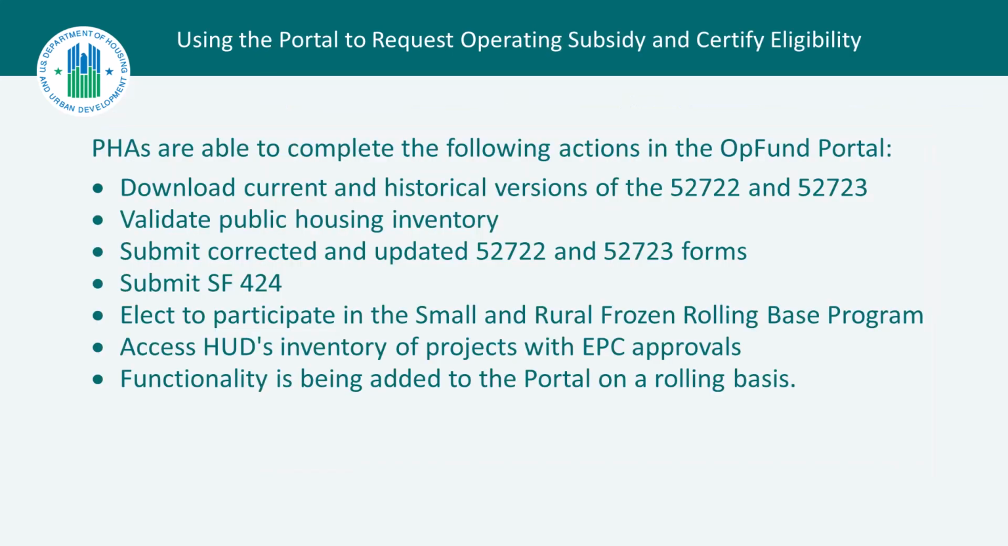PHAs are able to complete the following actions in the OpFund portal. Download current and historical versions of the 52722 and 52723. Validate public housing inventory. Submit corrected and updated 52722 and 52723 forms. Submit SF-424. Elect to participate in the Small and Rural Frozen Rolling Base program. Access HUD's inventory of projects with EPC approvals. Additional functionality is being added to the portal on a rolling basis.